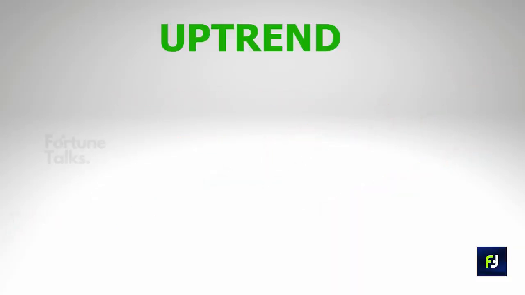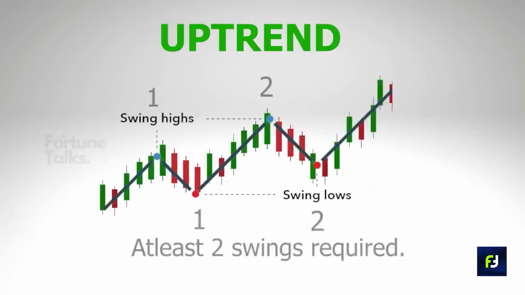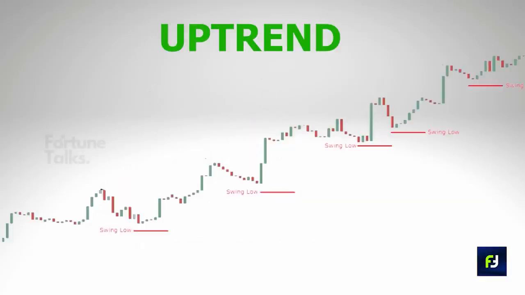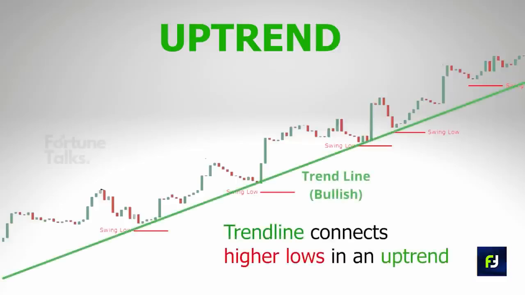As a rule of thumb, a trend can be confirmed as an uptrend only when the price has made at least 2 swings on the upside. After finding out all the higher lows, all we have to do is to draw a line connecting all the swing lows or the higher lows that we have plotted.